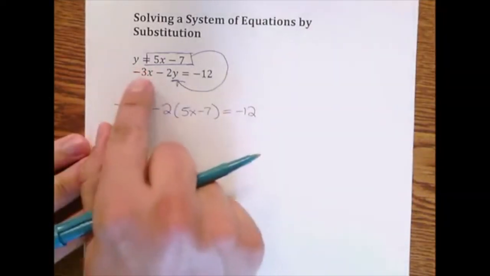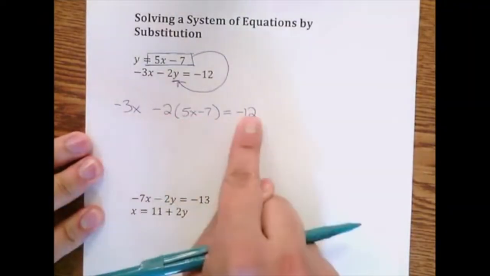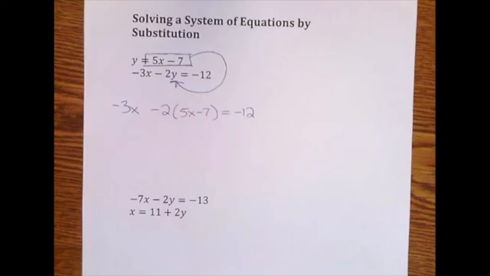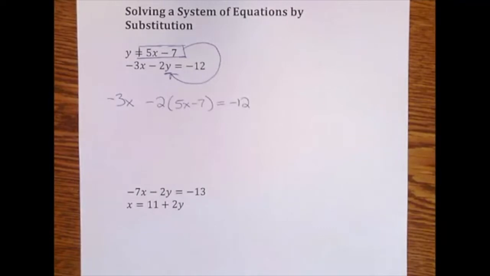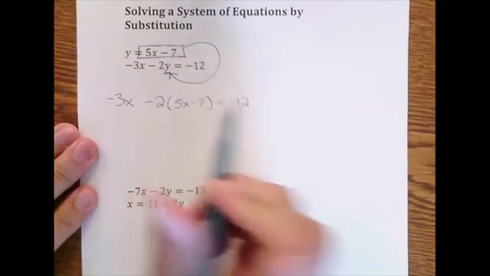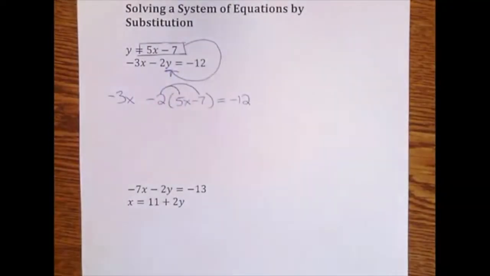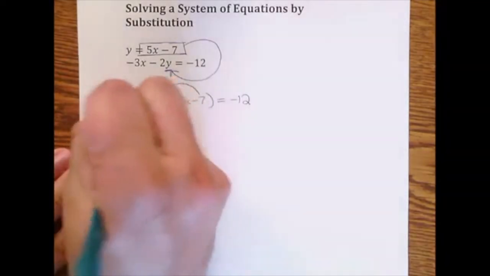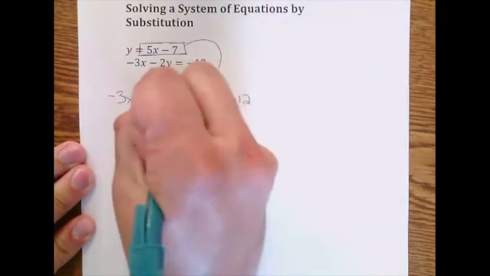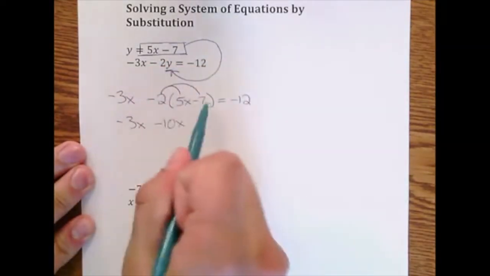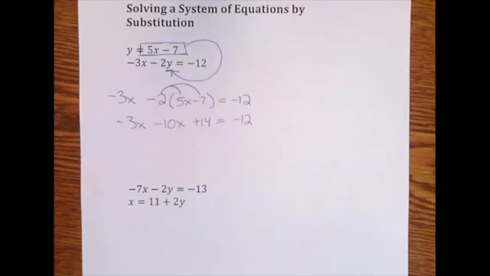So just like that, I've gone from equations that have both x and y in them to a single equation with only x's. So I can easily solve this for x. I'm going to try and clean it up a little bit. I see the parentheses here first, which means I'm going to distribute. So I'm going to take this negative 2 and distribute it all the way through my parentheses. So I would have negative 3x still from this first piece. Negative 2 times 5x is negative 10x. Negative 2 times negative 7 is 14. And this is equal to negative 12.